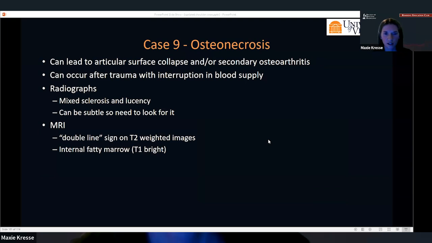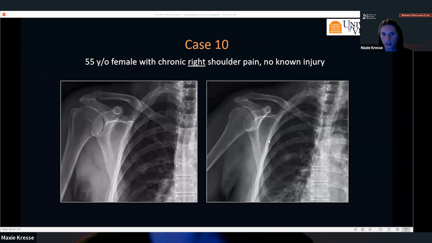Okay, and then the last case, we may as well get through them since we made it this far. So we have a 55-year-old female with right shoulder pain, no injury. So take a look at these radiographs in this series and see if you find anything remarkable.